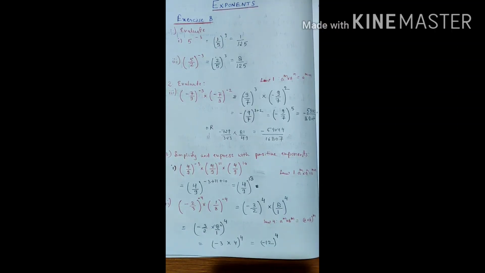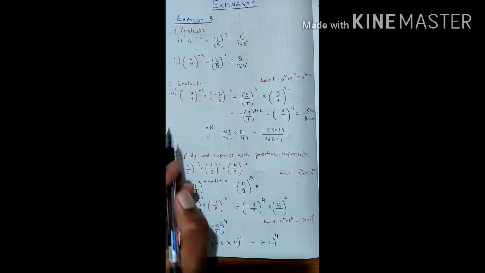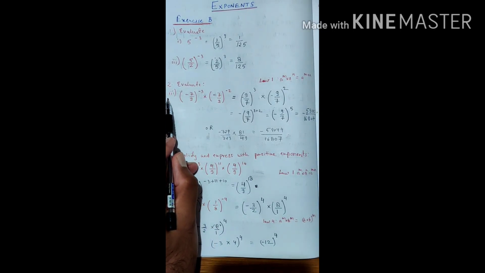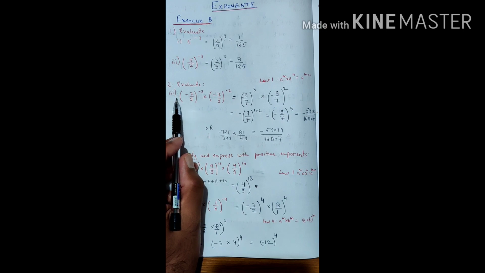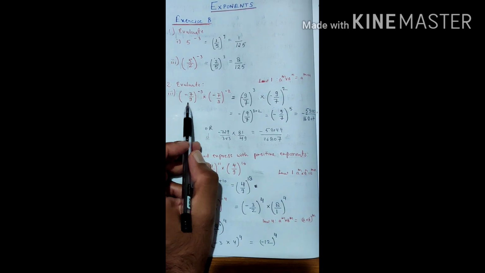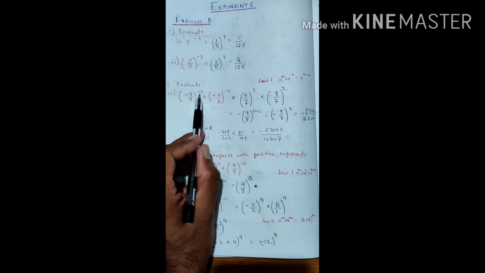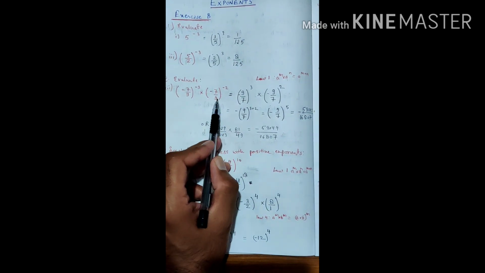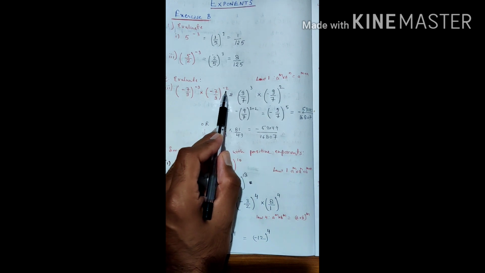Now we'll see question number 2, evaluate. In this we'll see part 3 first, because if you are able to understand part 3, then you will very easily be able to do your first and second parts also. The question says minus 7 by 9 raised to the power of minus 3 into minus 7 by 9 raised to the power of minus 2.